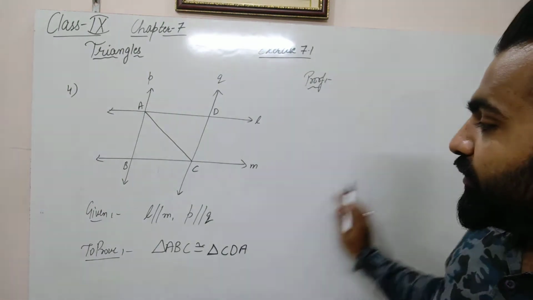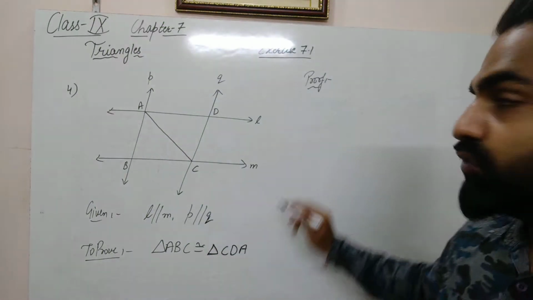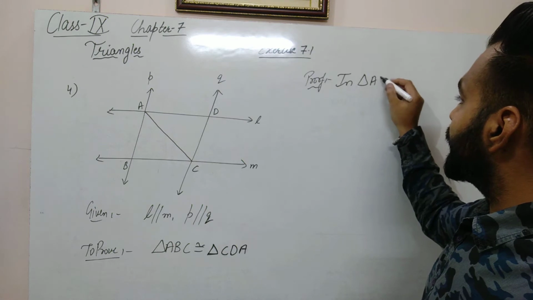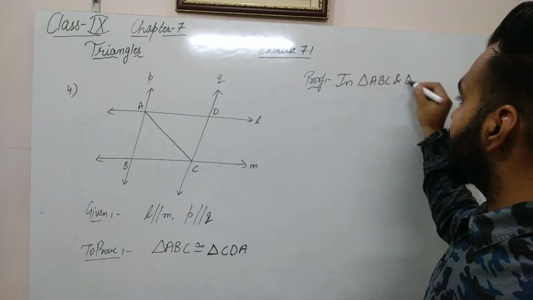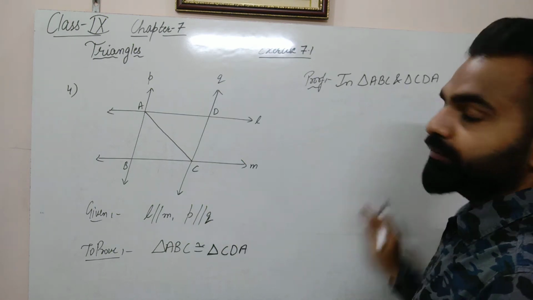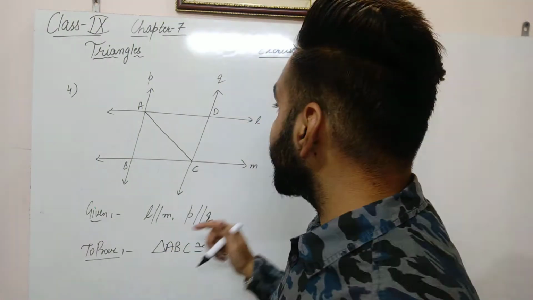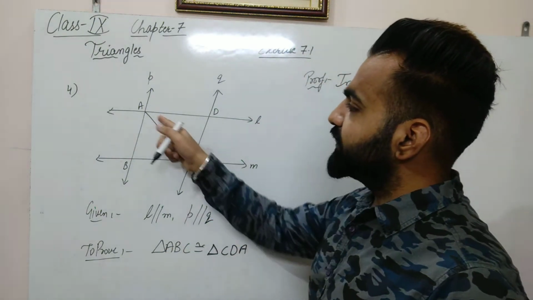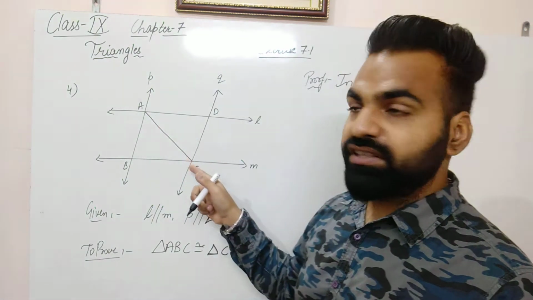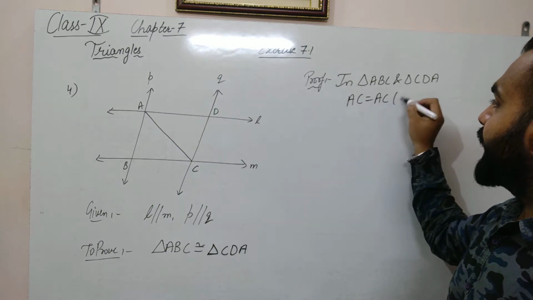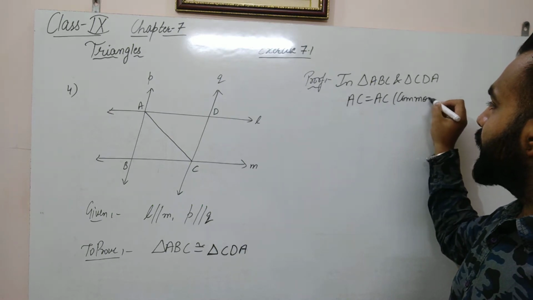So first of all, since we have to prove these two triangles congruent, we will pick these two triangles, triangle ABC and triangle CDA. Now we have to search for three equal parts here. We can see that this side is common here. Which side? AC. So AC is equal to AC, common.